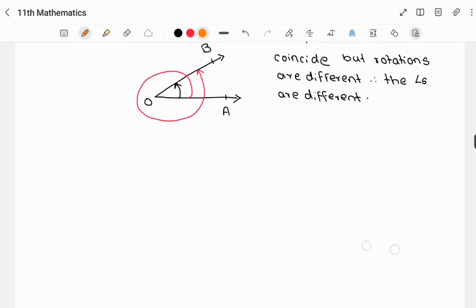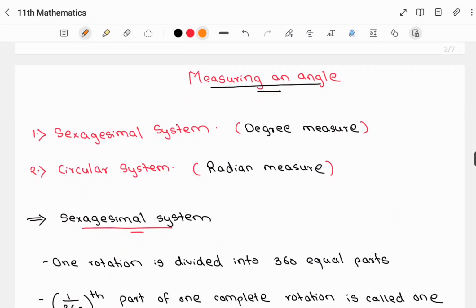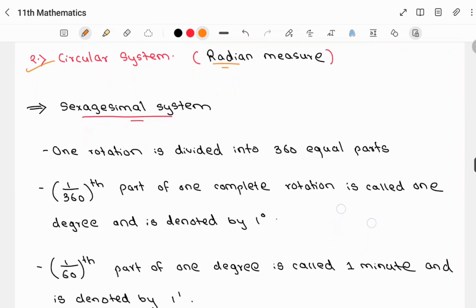Now, measuring an angle. Whenever we do some measurement, we require a system of measurement. So while measuring angles, we have two systems of measurement: the sexagesimal system and the circular system. In the sexagesimal system, the unit of measurement of the angle is degree, and in the circular system, the unit of measurement of the angle is radian. Let us have a look at them in detail.